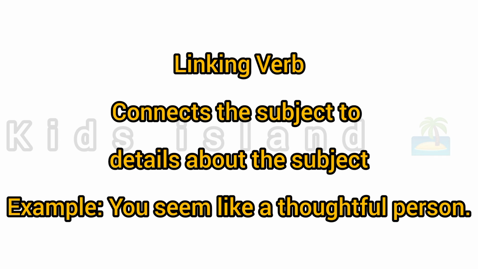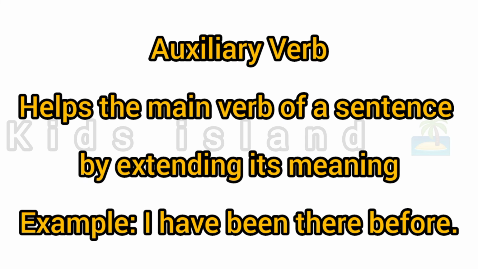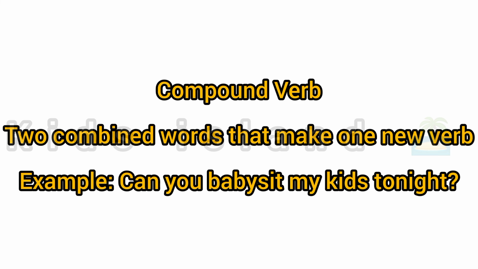Linking verb: connects the subject to details about the subject. You seem like a thoughtful person. Auxiliary verb: helps the main verb of a sentence by extending its meaning. Example, I have been there before. Compound verb: combines words to make one new word. Example, you can babysit my kids tonight.